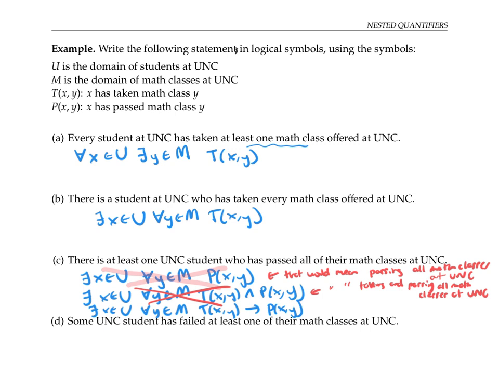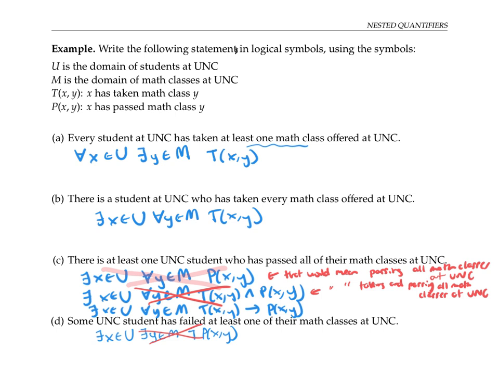For the last example, some UNC student has failed at least one of their math classes at UNC. We're going to take failed to mean not passed. Once again, my first idea might be too simple. There exists an x in U such that there exists a y in M such that not P xy wouldn't be correct for a similar reason as before. We need to specify that they're not passing a math class that they actually took, not just some random math class that they didn't take.